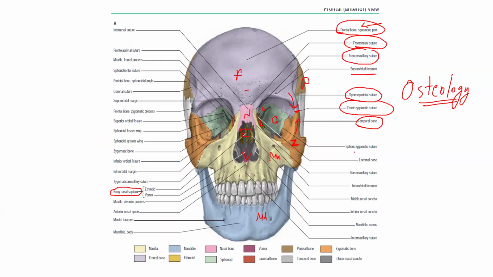Now, next, if you see here, this is known as the sphenozygomatic suture. So this suture is between the sphenoid, that is the greater wing of the sphenoid, and again the zygomatic bone. So this suture is known as the sphenozygomatic suture. Next is the lacrimal bone. Now, if you see here, I'll change the color.